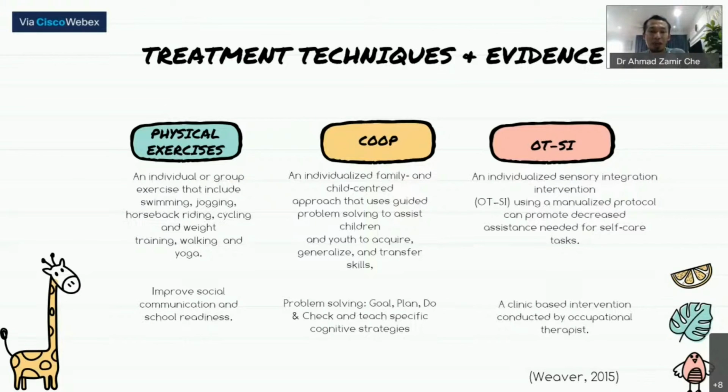The next one is OT sensory integration. This is a common technique used by occupational therapists out there, and I believe that a lot of OTs apply this technique to children with autism spectrum disorder. It is a manualized protocol that can promote decreased assistance needed for the self-help task. It is performed in clinic-based intervention and conducted by professional occupational therapists. So this skill cannot be transferred to the parents, because only occupational therapists can do it with the children.